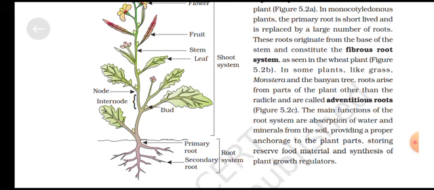The main functions of the root system are absorption of water and minerals from the soil, providing proper anchorage to the plant, storing reserve food material, and synthesizing plant growth regulators.